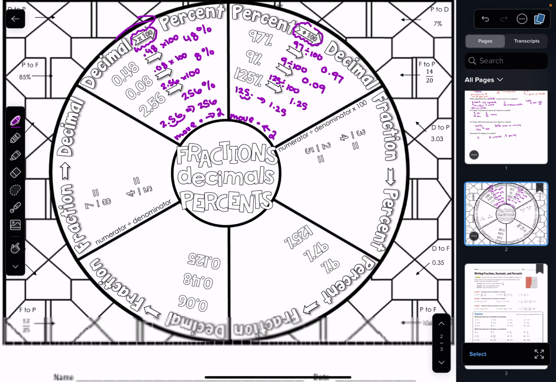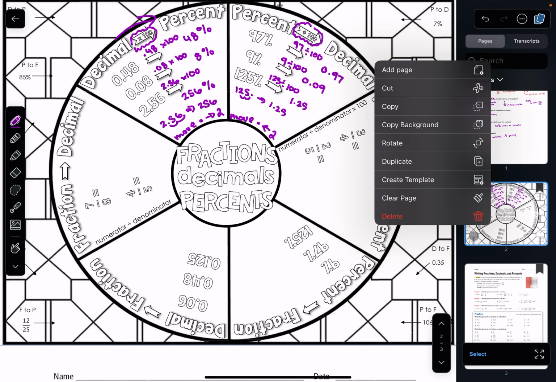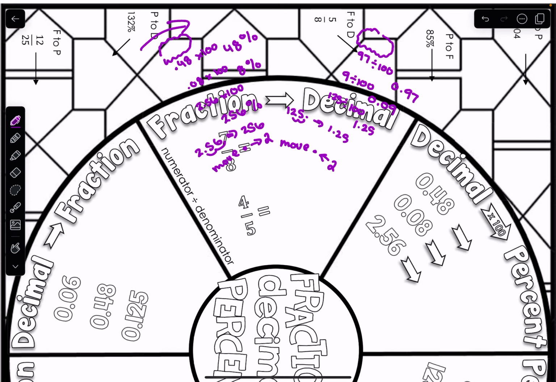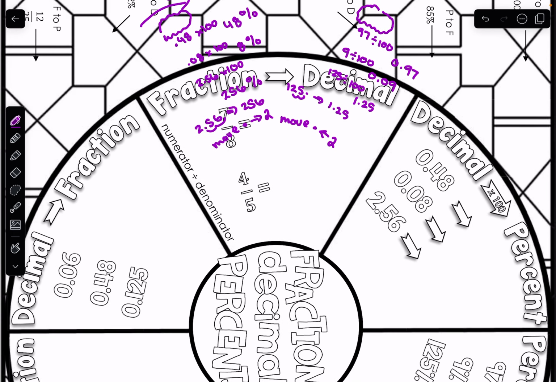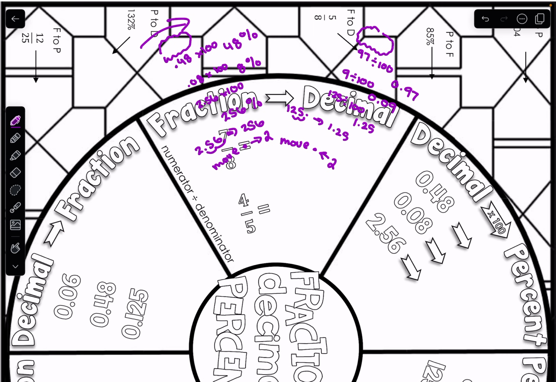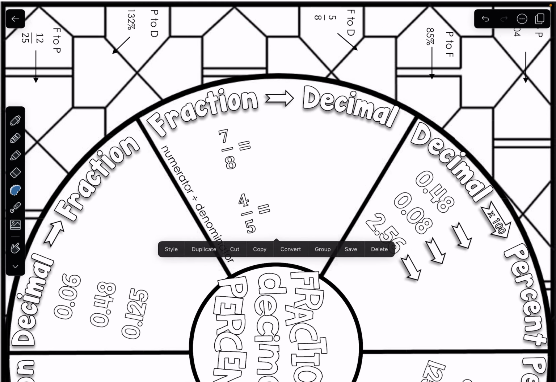This is going way too long. We shouldn't be taking this long. All we're doing is converting simple numbers. Let me rotate this wheel for you. Oh no, it didn't rotate my numbers. That is awful, guys. Okay, you can pretend that those aren't there, because when you rotate your paper, that doesn't happen to you.